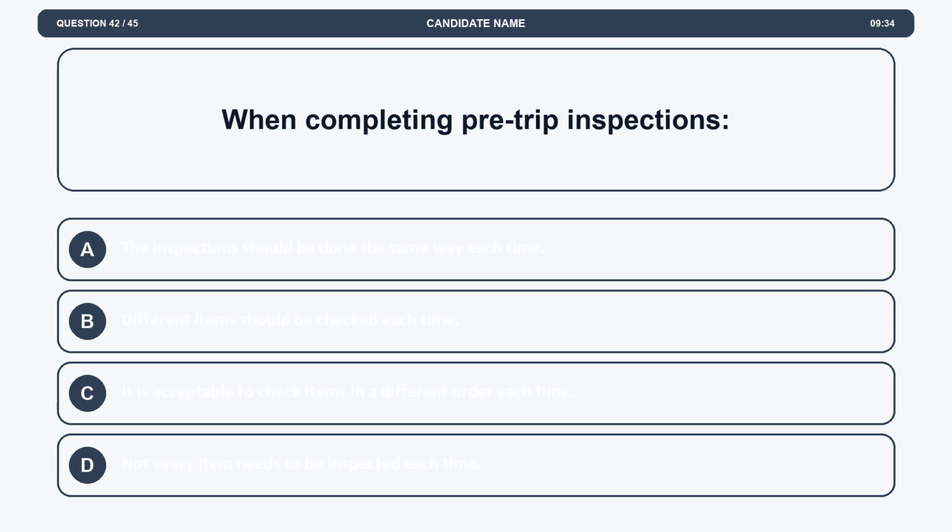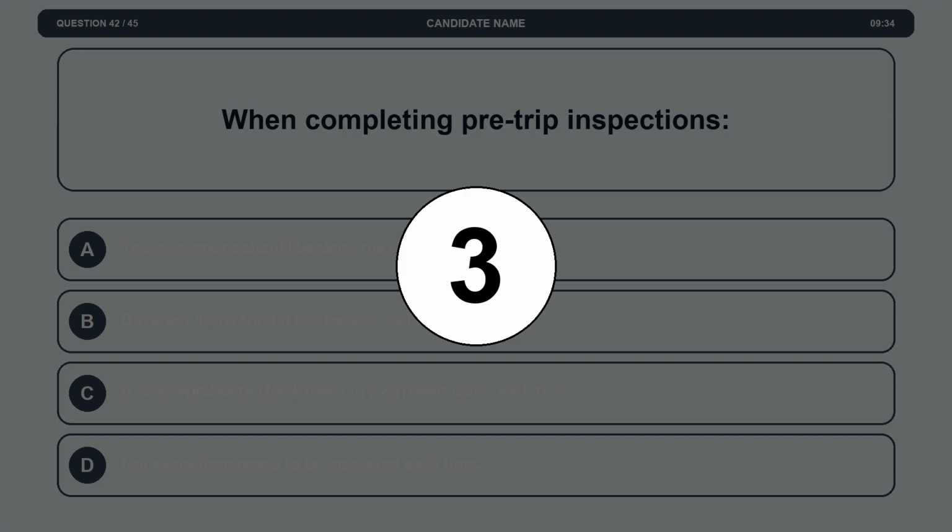Question 42. When completing pre-trip inspections. Option A, the inspections should be done the same way each time. Option B, different items should be checked each time. Option C, it is acceptable to check items in a different order each time. Option D, not every item needs to be inspected each time.